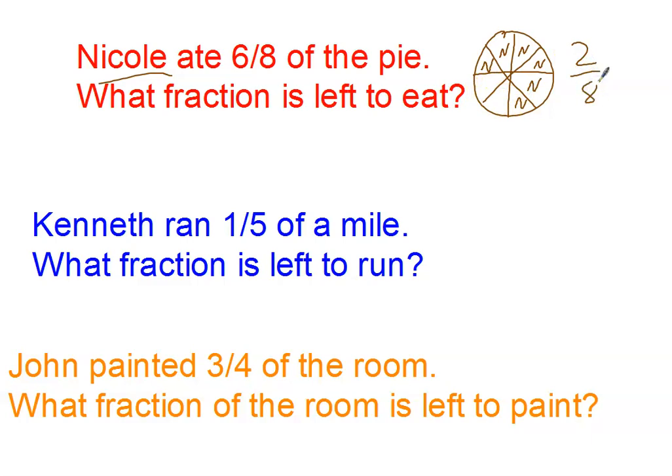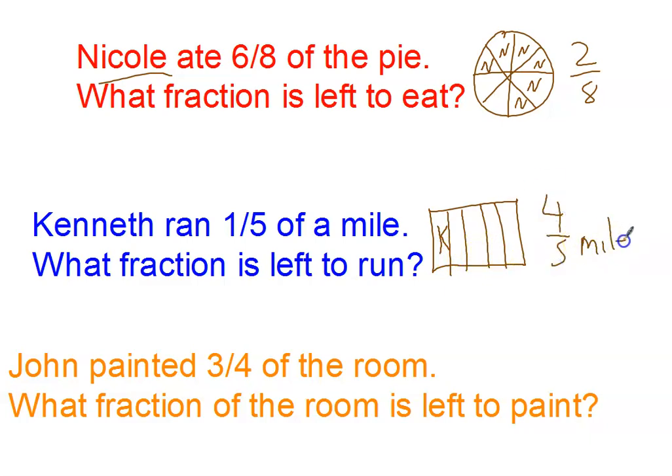Kenneth ran 1/5 of a mile. What fraction is left to run? This is exactly the same kind of problem as the pie. So I could draw it as a pie. I can draw it as a loaf of bread. So I'm just going to do a loaf of bread. Kenneth ran 1/5, so I cut it in 5. I shaded 1 for Kenneth. What's left to run? 1, 2, 3, 4. 4 out of 5. Since this one's miles, I'm going to go ahead and say it. Guess I should really just say mile.